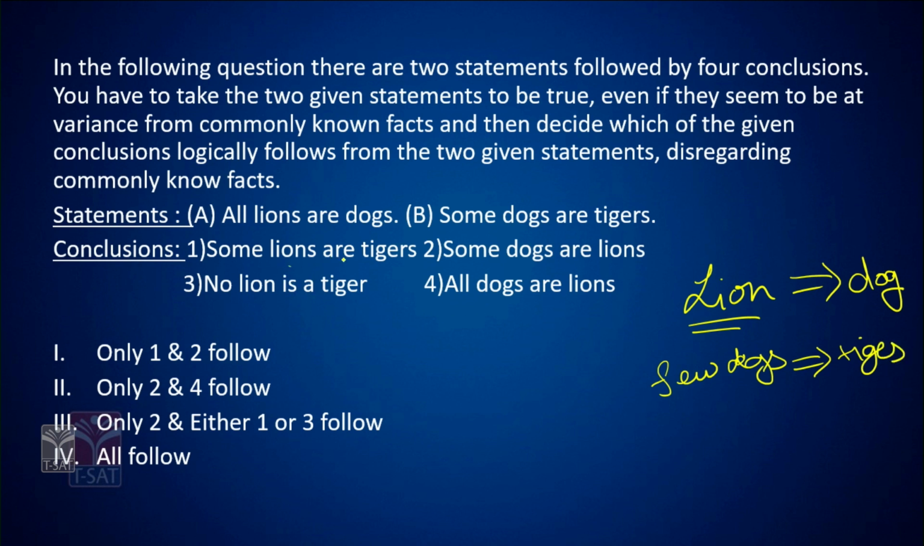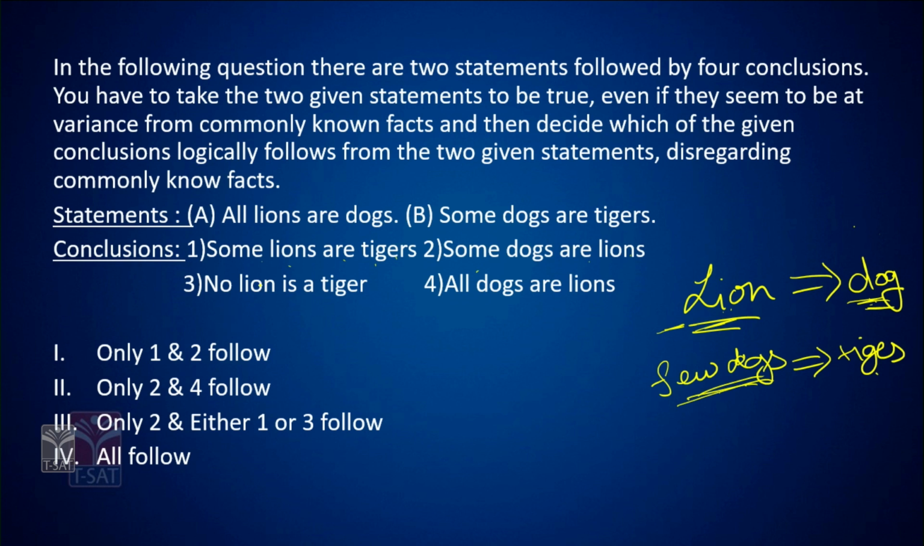So can we say that some lions are tigers? We know that every lion is a dog. So there can be a few lions who are called dogs, and then those dogs can be tigers. So there definitely can be some lions who are tigers. So this conclusion seems valid. Now let's look at the next conclusion. Some dogs are lions. Definitely, if every lion is a dog, then there are some dogs which are lions. There can be some dogs which are not lions as well, but there are definitely some dogs which are lions. So these 2 seem to be true.